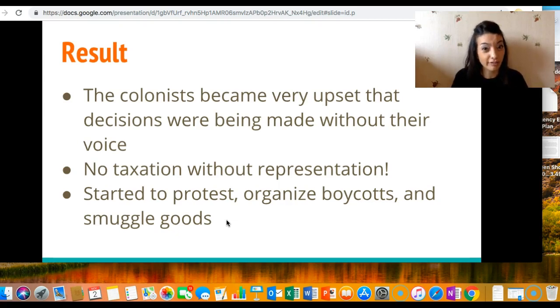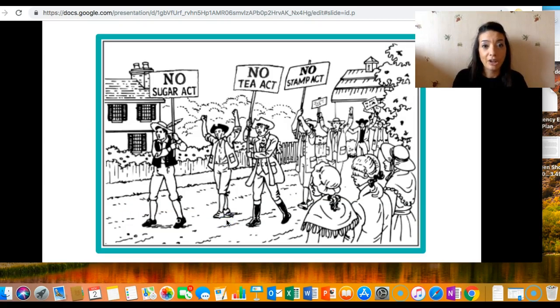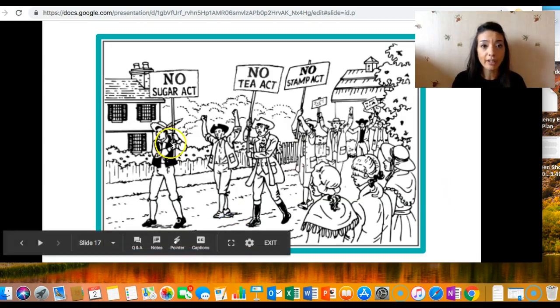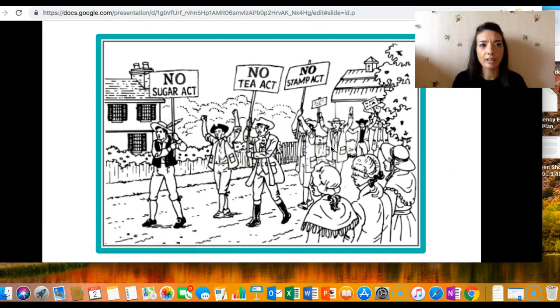Now the British started to find out about them smuggling in these goods. Okay, so here's another graphic. No Sugar Act, no Tea Act, no Stamp Act. The colonists were tired of King George making rules for them. And that is the end of our Intolerable Acts. Remember, the reason why you're learning about this is the road that leads to the American Revolution.